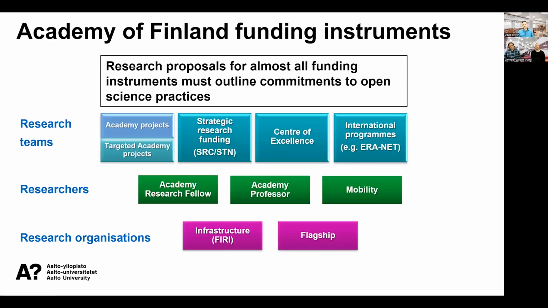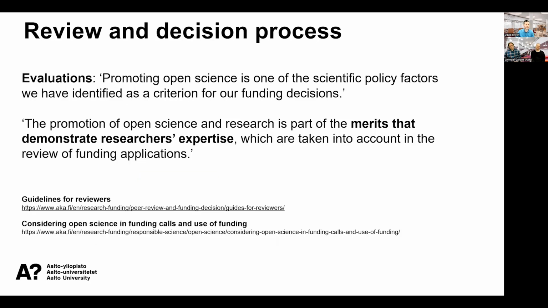So the Academy of Finland has multiple funding instruments that range from academy projects to flagships. And these instruments target individual researchers or research teams or research organizations. But in almost all cases, applicants should outline their commitment to open science practices. So how do you do that in practice?